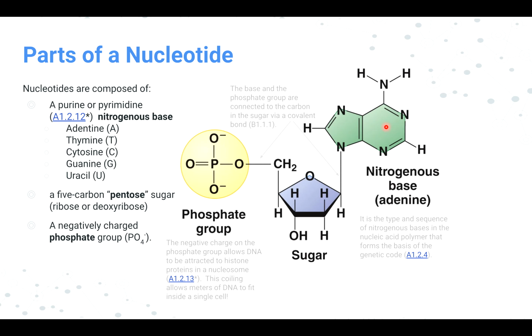And these bases have information about what type of proteins are going to be formed. So it is the sequence of the nitrogenous bases in the DNA which forms the basis of the genetic code. And how the genetic code makes protein we'll discuss in some other topic, not now. Okay, let's go ahead.